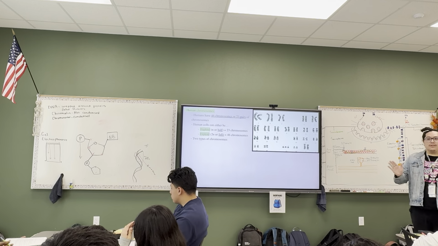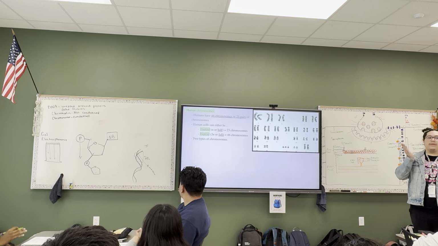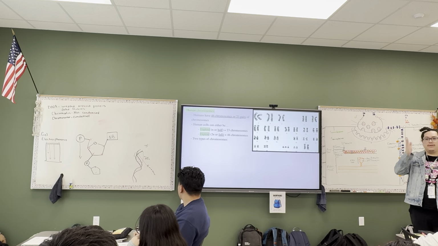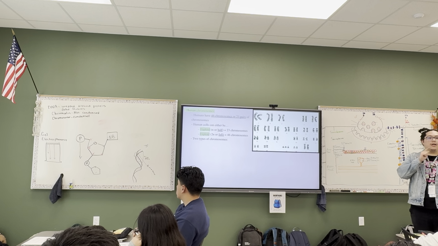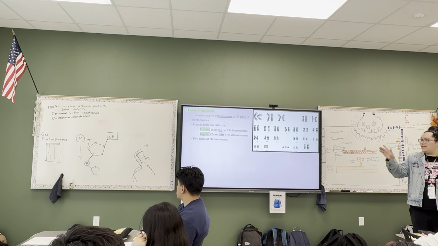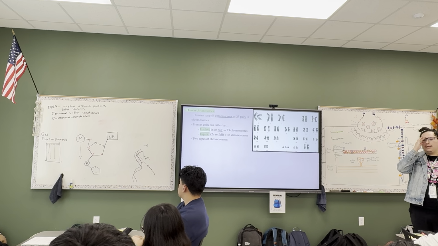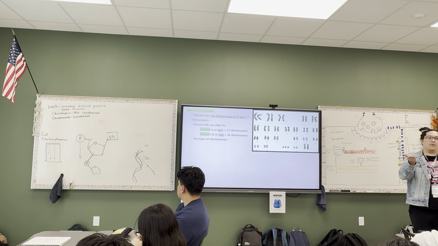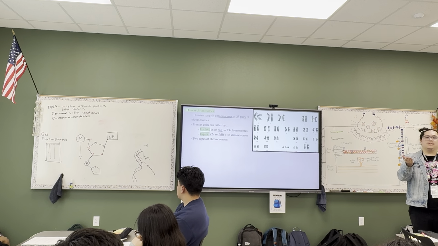Okay. All cells can either be diploid or haploid. Diploid means they have a full set of chromosomes. Haploid, they only have half. Diploid cells are called somatic or body cells, which are literally anything except for egg and sperm. Haploid cells are only going to be gametes or sex cells, and the only two examples are egg and sperm.